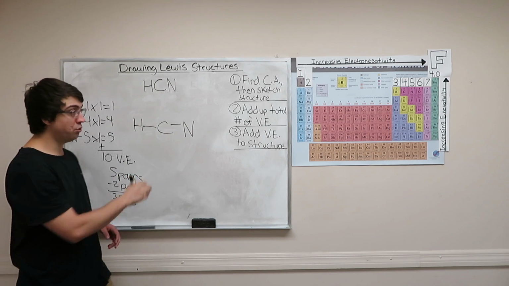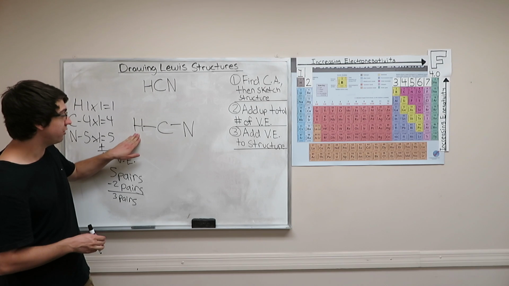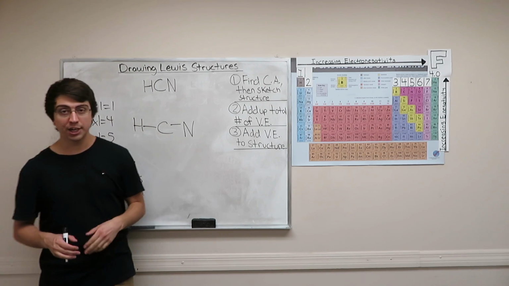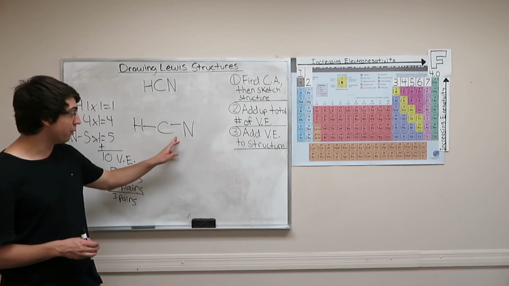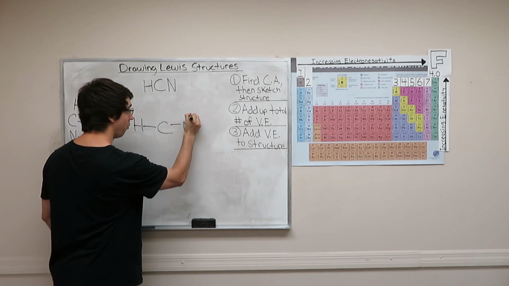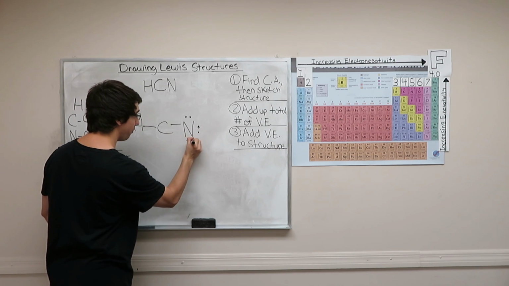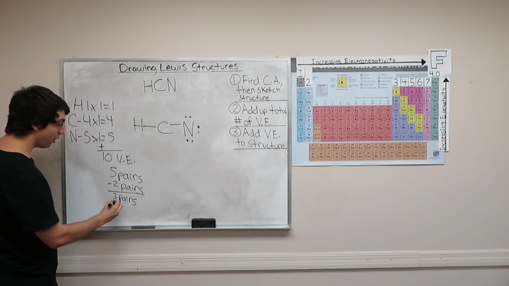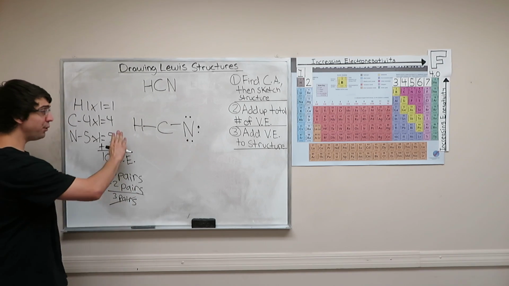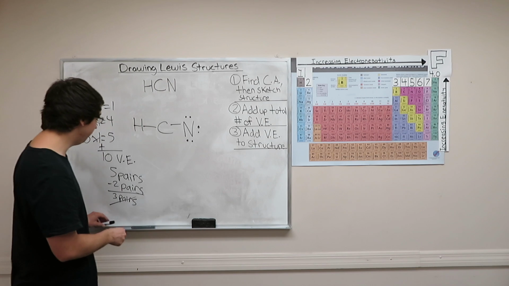Hydrogen can only have 2 total valence electrons, or 1 pair, so we can't add any lone pairs to this. Once it has 1 pair, hydrogen is good, so we're going to have to add the remaining 3 pairs to the nitrogen. So we're going to put 1 lone pair here, another pair here, and another pair here, and now we use our remaining 3 pairs. And now we just need to make sure all of the electrons are properly balanced.